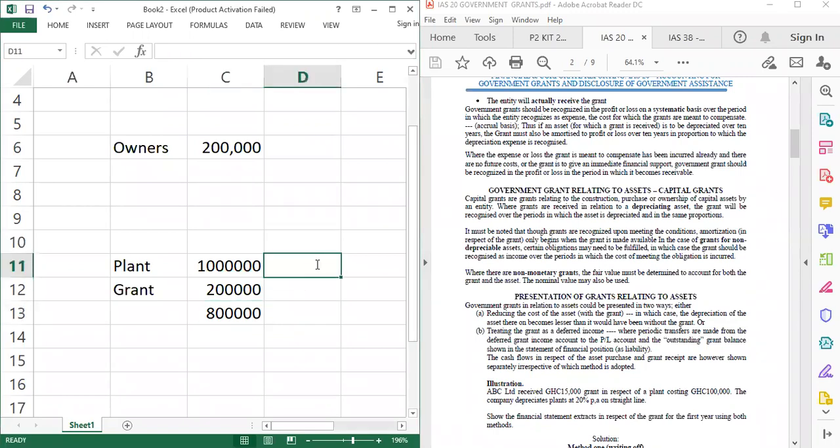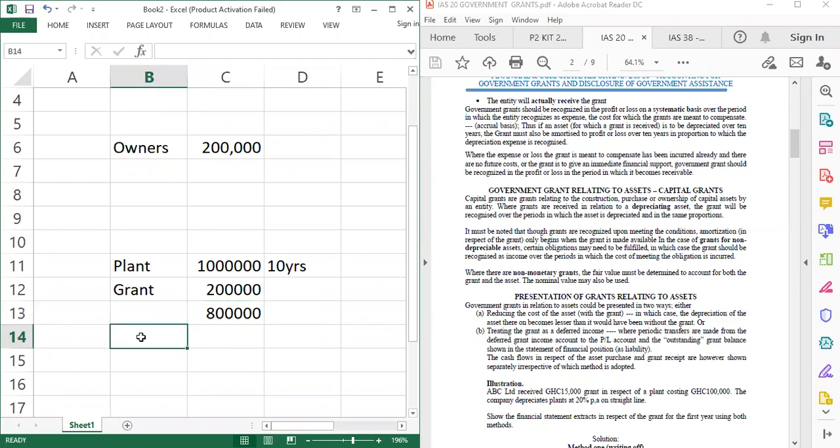If this plant will last for 10 years, then we can depreciate the 800,000 over the 10 years. In actual sense, the plant is 1 million, but the government is paying 200,000 out of that. It means that we are buying the asset for only 800,000. So we can take the 800,000 and depreciate it over the remaining useful life.